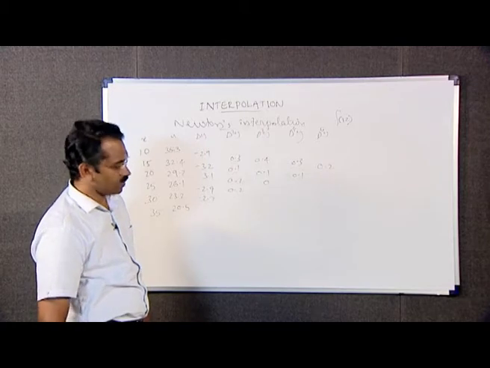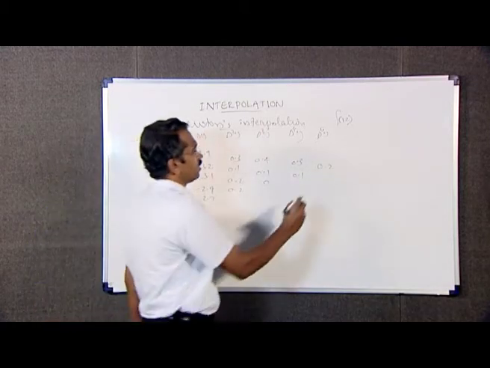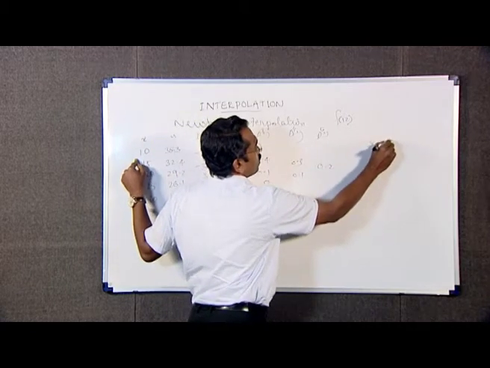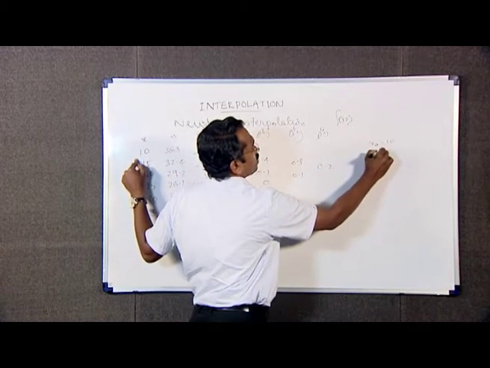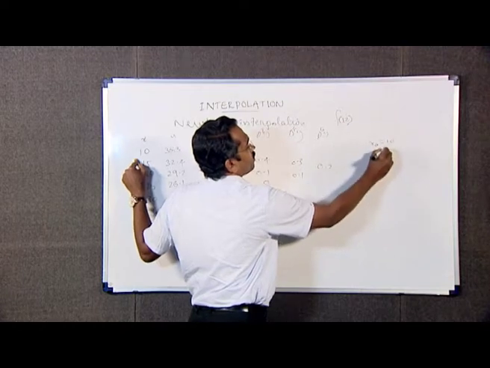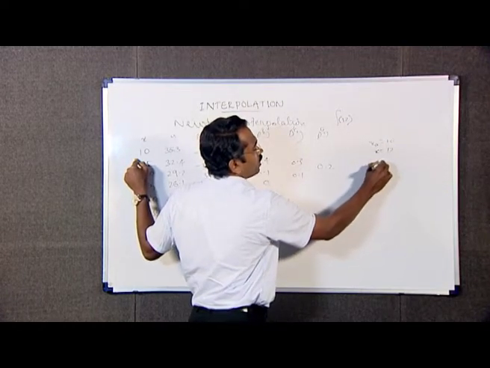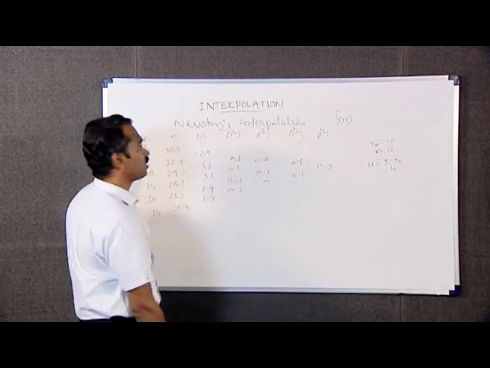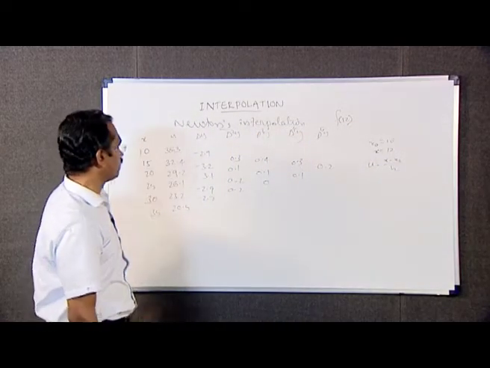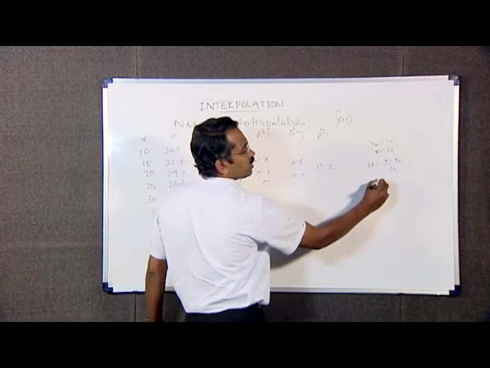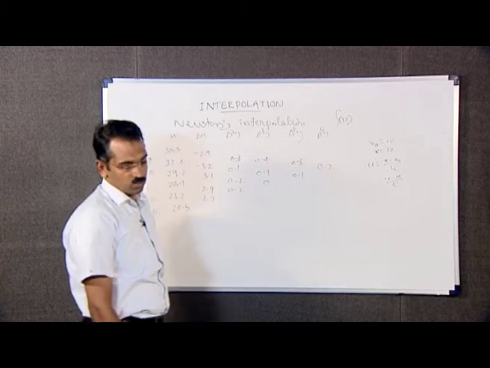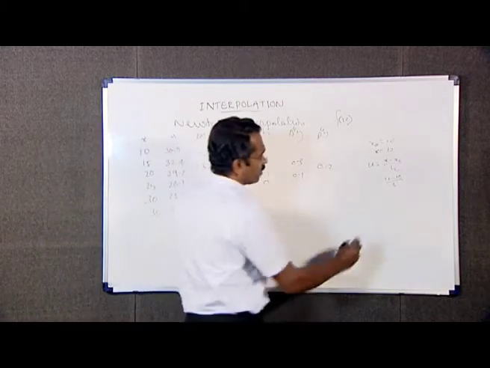Now, here x naught is 10 and x is 12. Therefore, u is equal to x minus x naught divided by h. Here h, the interval of differencing, is 5. Therefore, u is equal to 12 minus 10 divided by 5, that is 2 by 5, which is equal to 0.4.